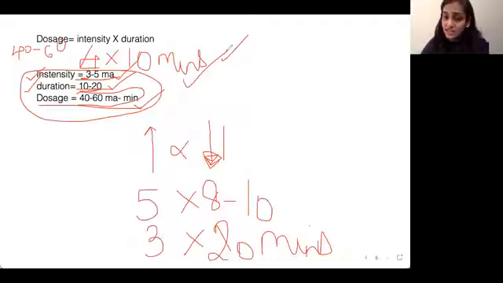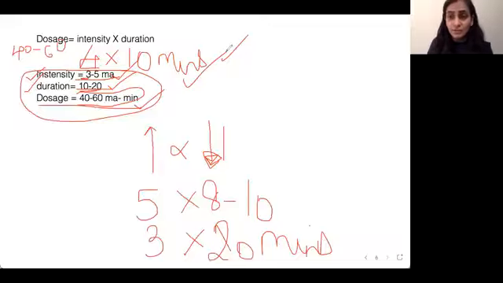You can decrease the intensity. Okay, that's one. You can decrease the intensity. What else? You can increase the size of the electrode, because if you think that the current density is becoming too high, you can increase the size of the electrode. Okay, so that is something we can do.